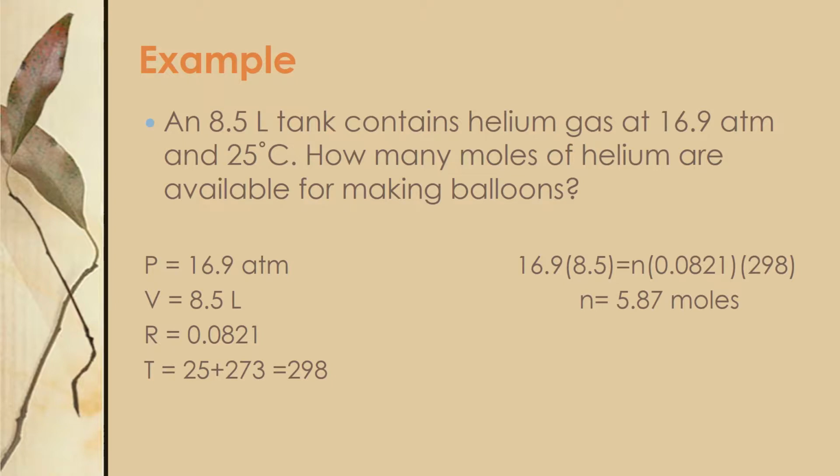Let's take a look at the example. We have an 8.5 liter tank. Liters indicates volume. It contains helium gas at 16.9 atmospheres. That's a pressure. It's also at 25 degrees Celsius, which represents a temperature. We want to find moles, which is n. We know P, we know V, we always know R, and we can easily find T by adding 273 and converting to Kelvin. Plugging into the equation, PV equals nRT, we simply solve for n.